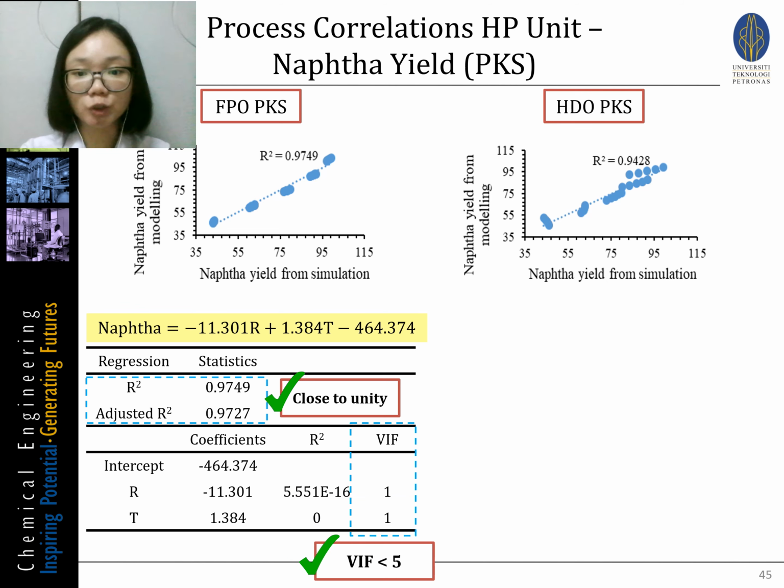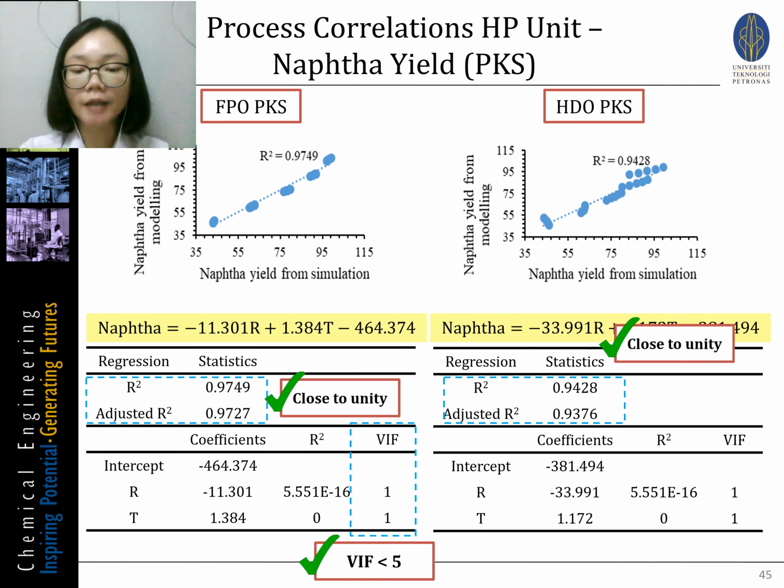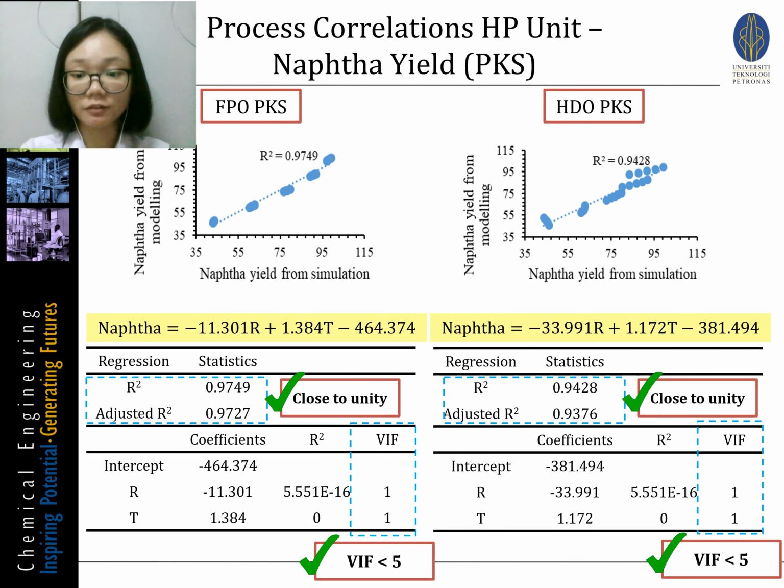And here is H2O-PKS, and this is a result from surrogate model development, and this is the final form of the equation, which also consists of R and T. The R-squared and adjusted R-squared are also close to unity, and the VIF is also less than 5.